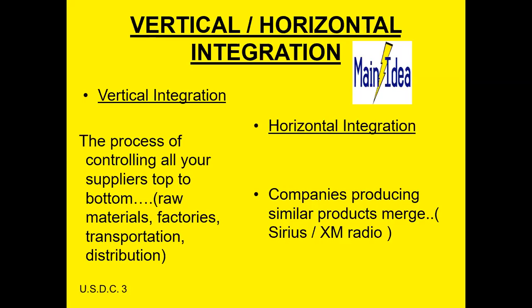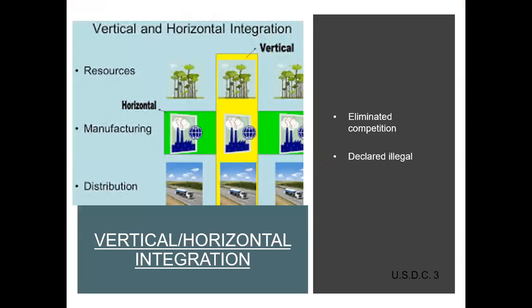At that point, you can raise prices because you're the only guy. At that point, you can lower your quality to make more money. But you're going to find out these things were proven to be illegal and were outlawed. Vertical and horizontal integration eliminated competition, and therefore it was declared illegal, both vertical integration and horizontal integration.